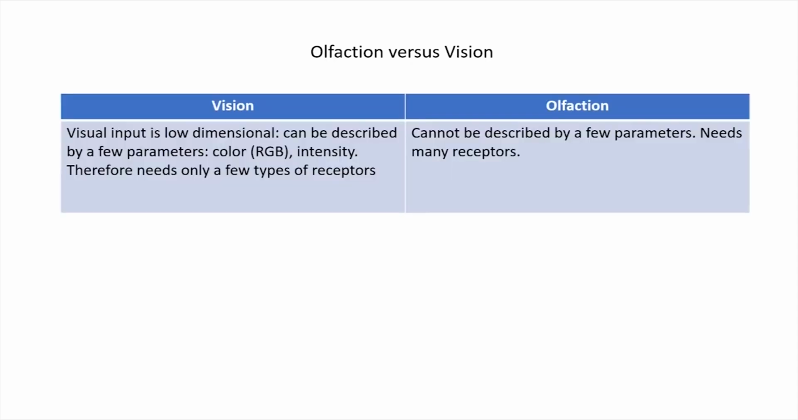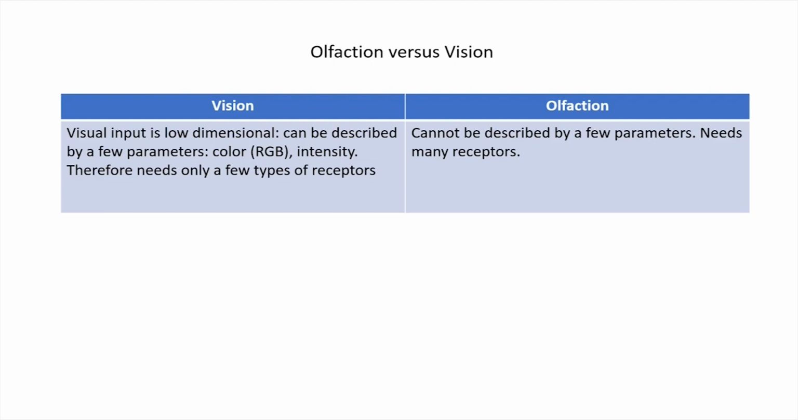So in the case of vision, the input is light, and the light can be quantified in terms of its intensity and in terms of its color. The color can be defined in terms of three axes: red, green and blue, and therefore we just need 3 types of receptors.